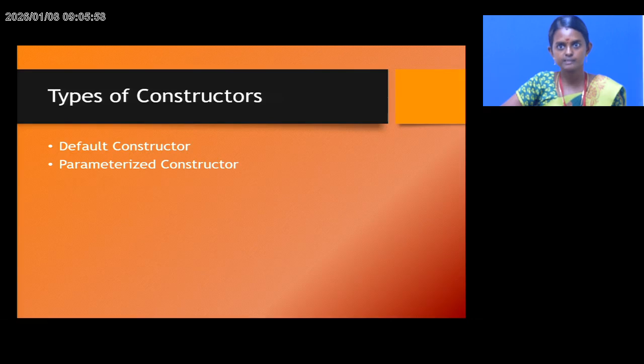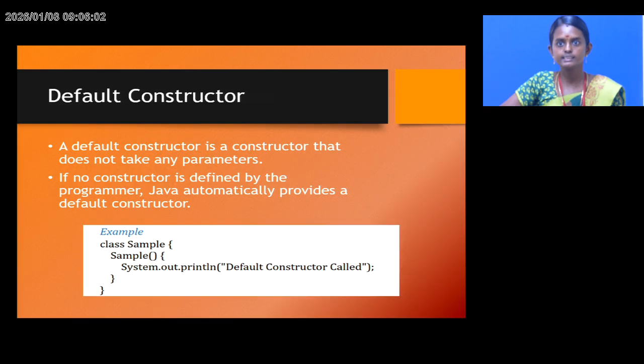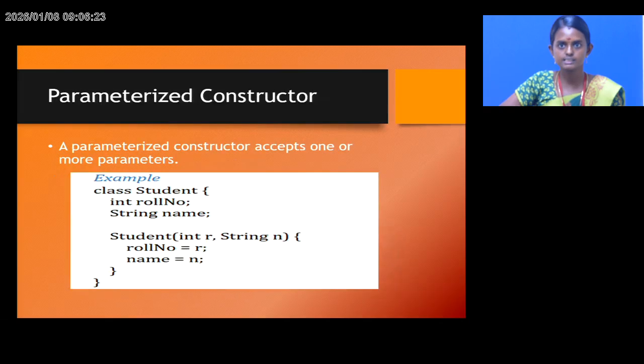Then the types of constructor: default and parameterized constructor. The default constructor does not take any parameters. We just define empty brackets. This is an example: class name Sample, then Sample is the constructor name. This is called a default constructor.